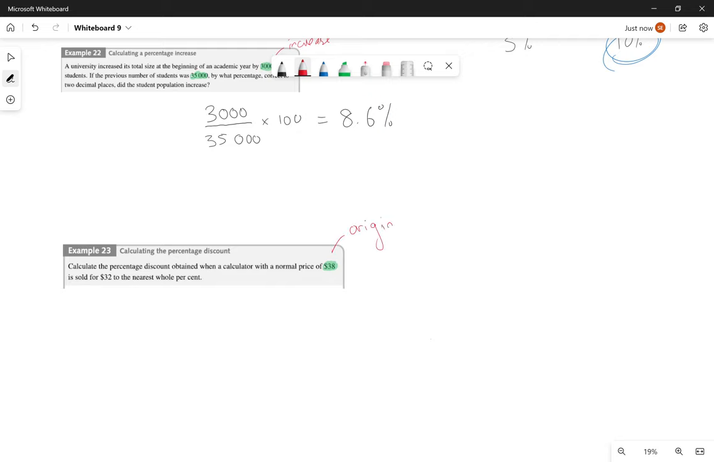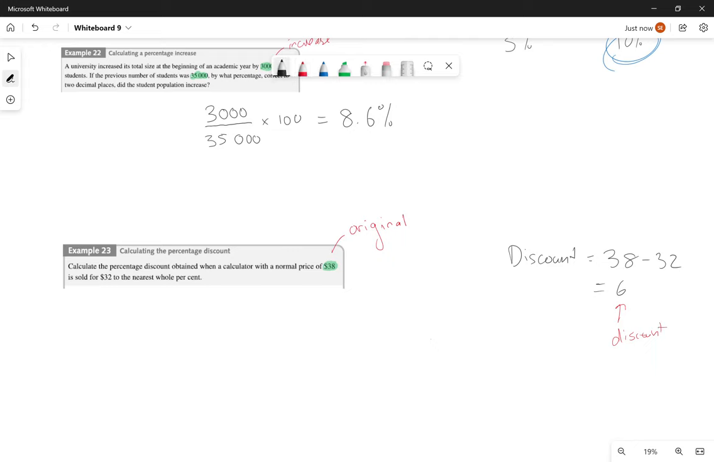Now we don't have the discount. So what we're going to have to do is calculate the discount. The discount will be the change between the old and the new. So 38 minus 32 gives us 6. So it means the discount, it's gone down by $6.